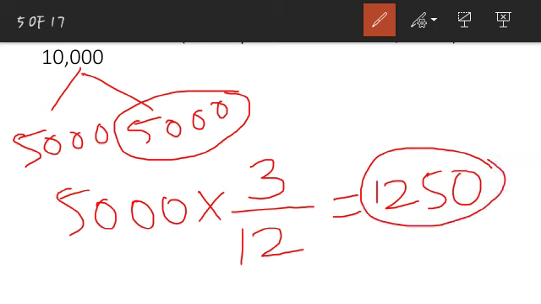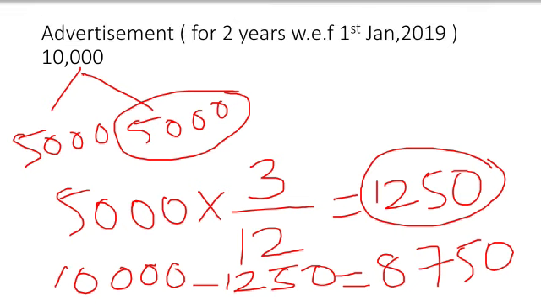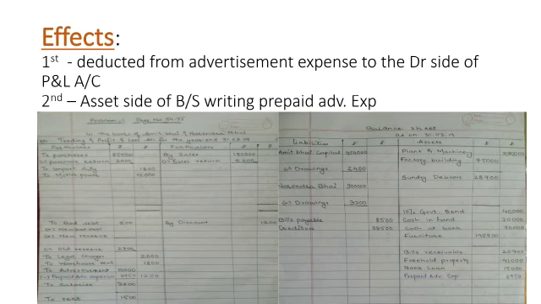And this 1250, how much will remain? 10,000 minus 1250, means you will get 8750. So this 8750 can be deducted and 1250 should come out. We'll see the effects of it. This was the calculation. The effect, first we'll deduct this amount out of the advertisement expenses.